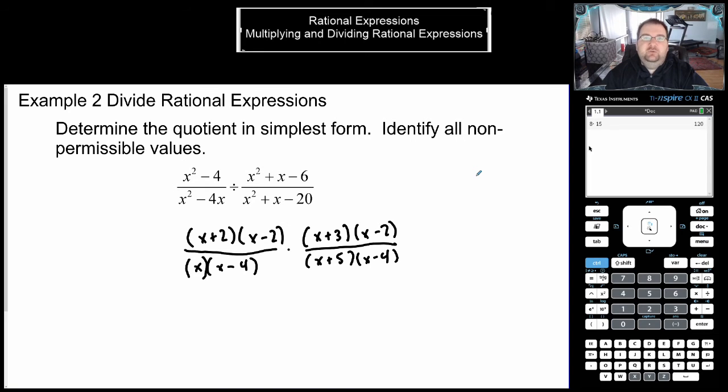How many of my students mess up non-permissible values for dividing rational expressions? I would say 70% of them, if they don't remember this simple thing. And so let's do this. We know, we went to this step, right? Where are non-permissible values going to come from?